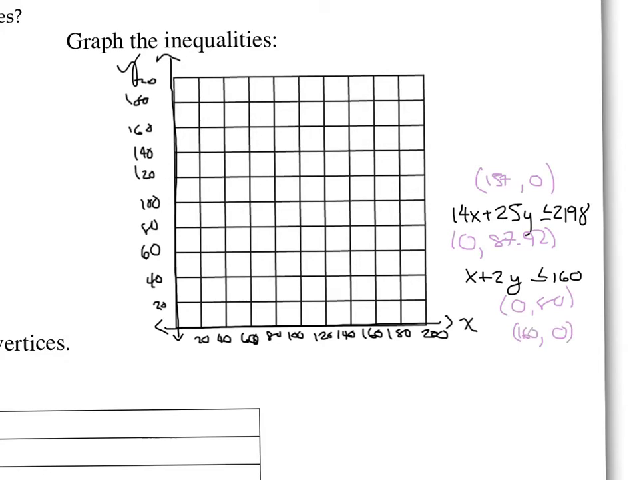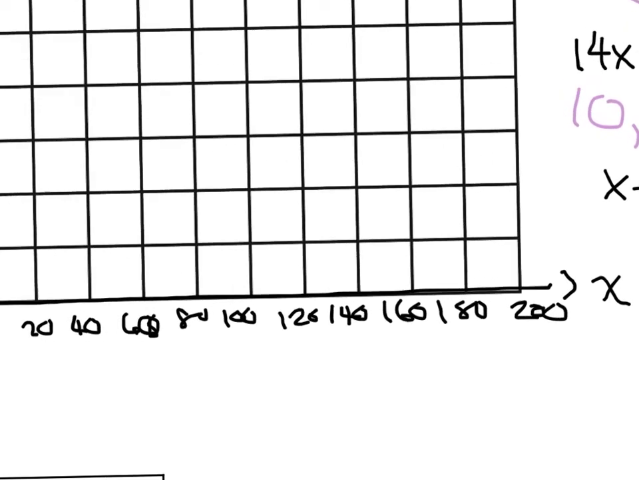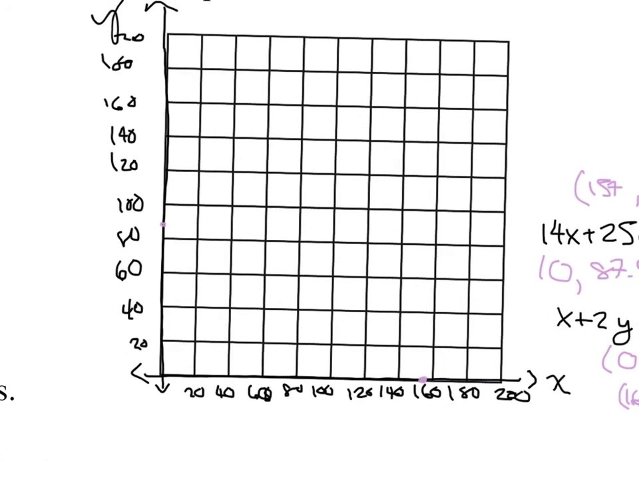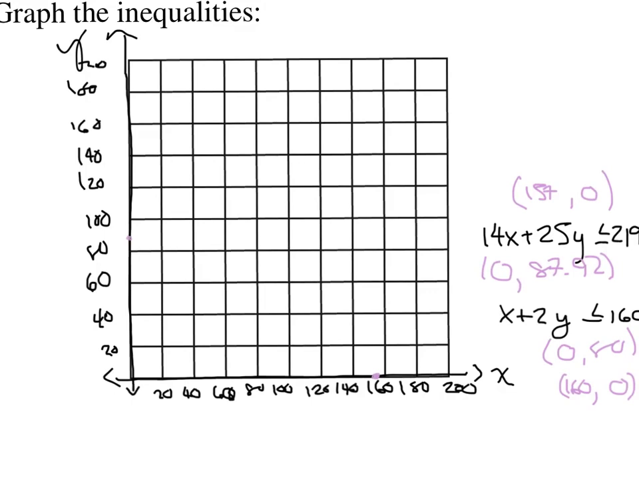So let's go ahead and graph those lines. 157 and 0 is going to be about right here. Let's zoom that in. So here's 157 we're estimating. My next one is 87.92, so somewhere around here, and let's connect those lines. And then I have 0, 80. We'll do that in a different color. That's exactly right here, and then 160 over here to the right of the 157, 0.